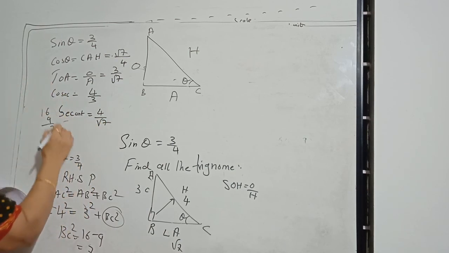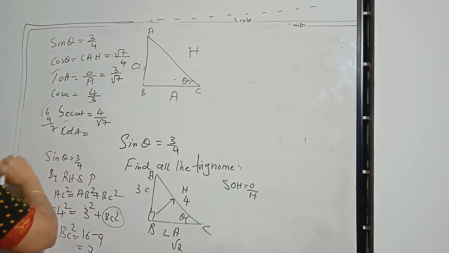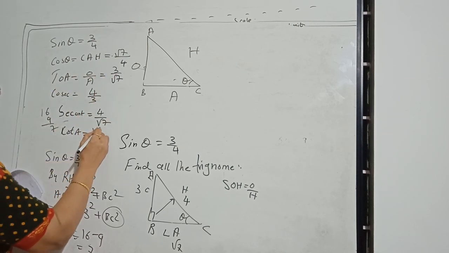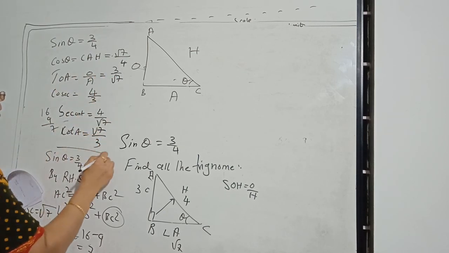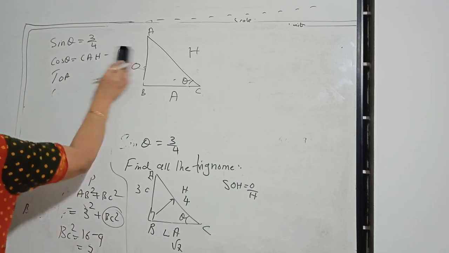Then what is that? Cot A. Sorry, where is cot A now? I have not taken cot A. Here, cot A, 3 by root 7 will be root 7 by 3. These are the 6 ratios. So like this, even our trigonometry I have covered it now. Now you need to know the distance formula.